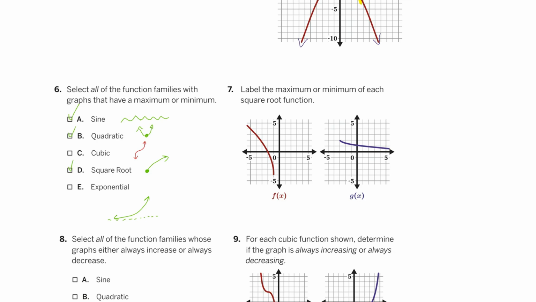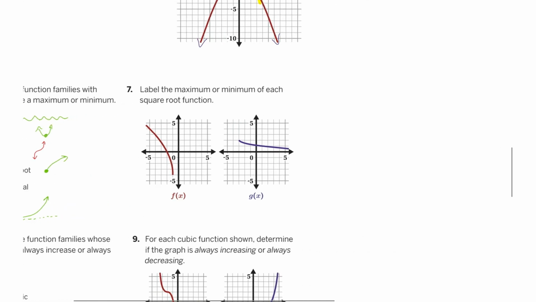For number 7, label the maximum or minimum of each square root function. So when we're looking at this one here, we can see the square root function on the red one here starts, let's do this in blue, starts here. So that would be my minimum at, what is that, -1, -4 would be the coordinates.